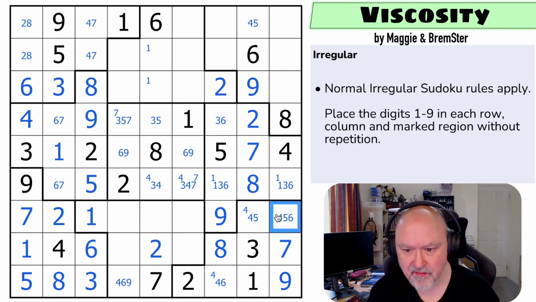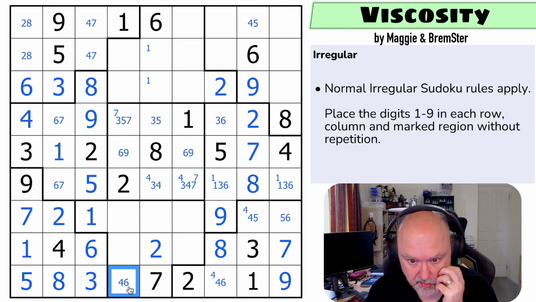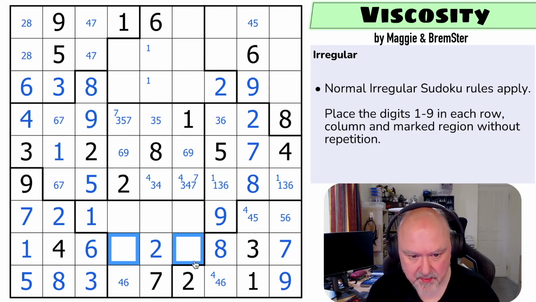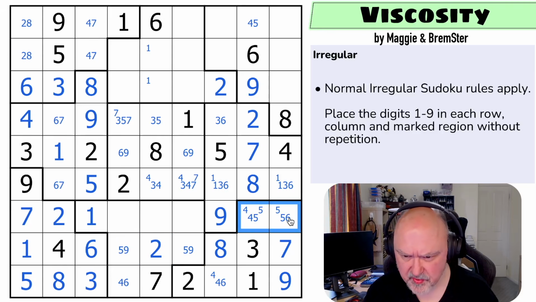And this is now 4, 5, and 6, but it can't be a 4. This is only a 5 or a 6. The 9 looks across saying that's not the 9. And this is now a pair. I've got 1, 2, 3, 4, 5, 6, 7, 8, 5 and 9 go into those. But 5 is in one of those 2?